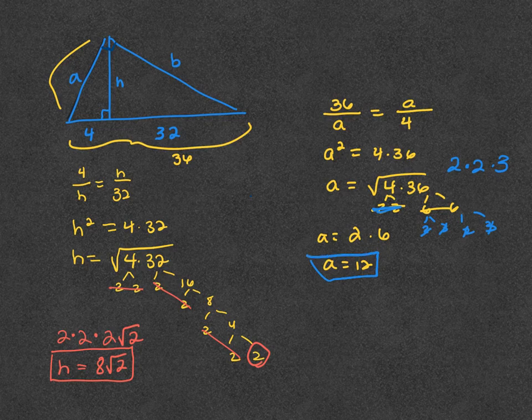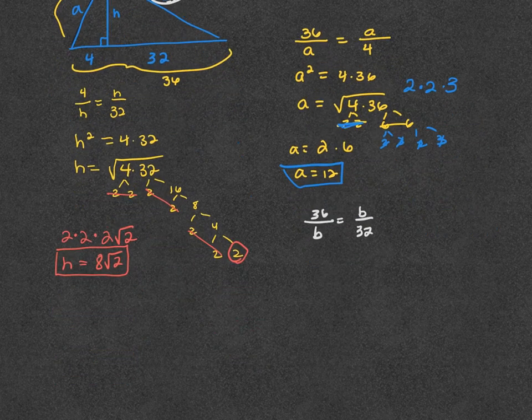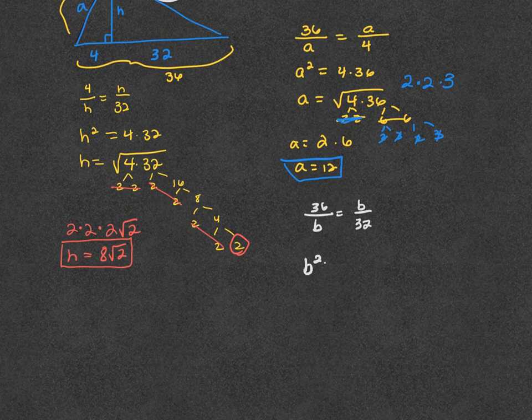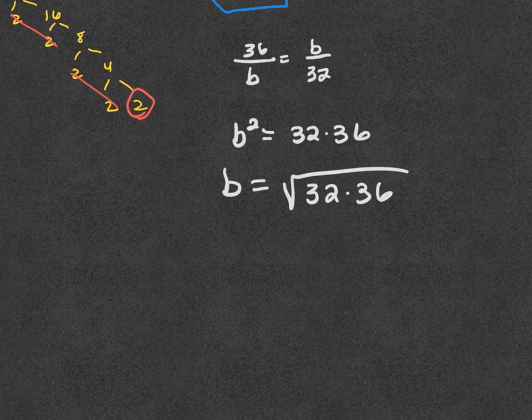Then the last one that you're trying to find is B. Also a leg, but it's on the other side. So I use the same hypotenuse, 36, over the leg, which is B, equals the leg, which is B, over the segment of the hypotenuse adjacent to the leg, which is 32. So then I cross multiply. B squared equals 32 times 36. B equals the square root of 32 times 36. And then I break it down.